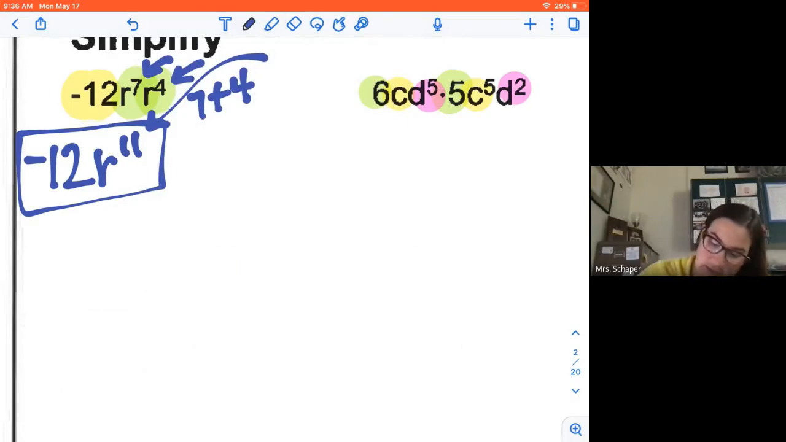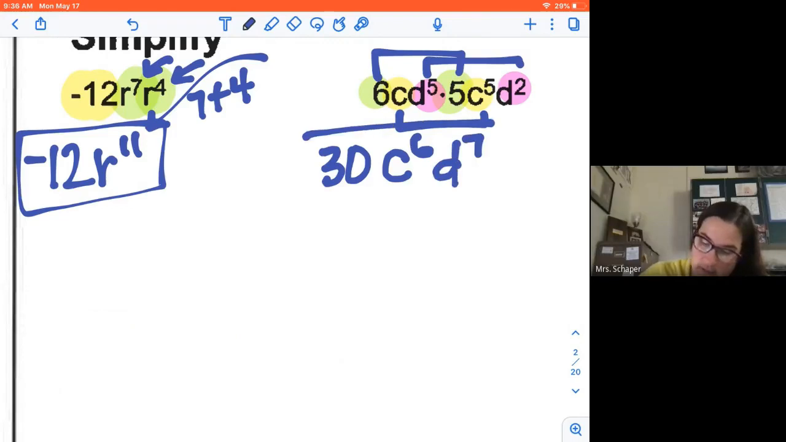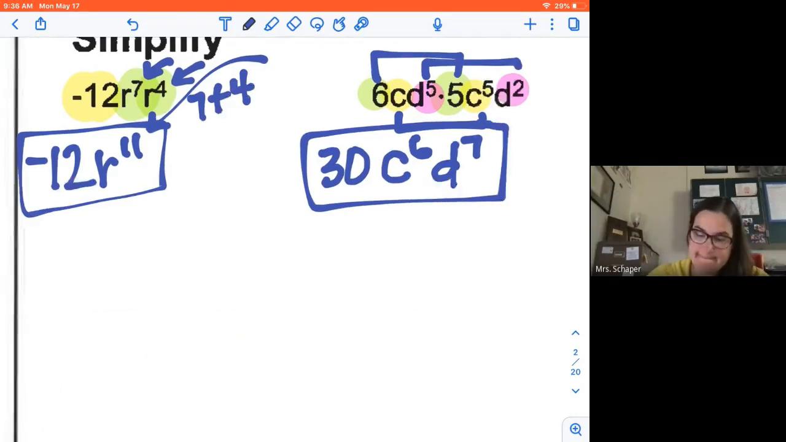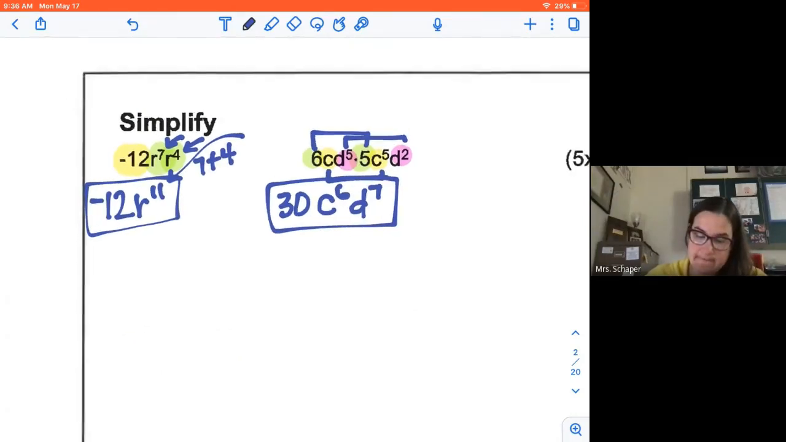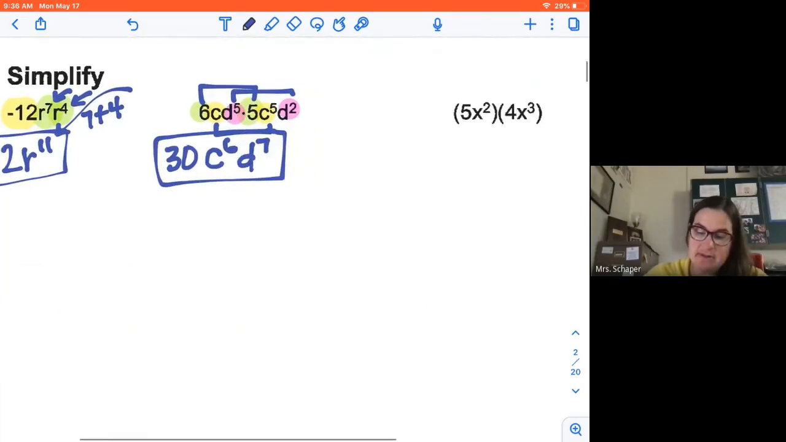So 6 and 5 multiplied together gives me 30. Here I have 1 c and then 5 more, so that's 6 of them. And with my d's, I have 5 and 2 more, which is 7. So that's 30 c to the 6th, d to the 7th. All right. Take a look at the next one.